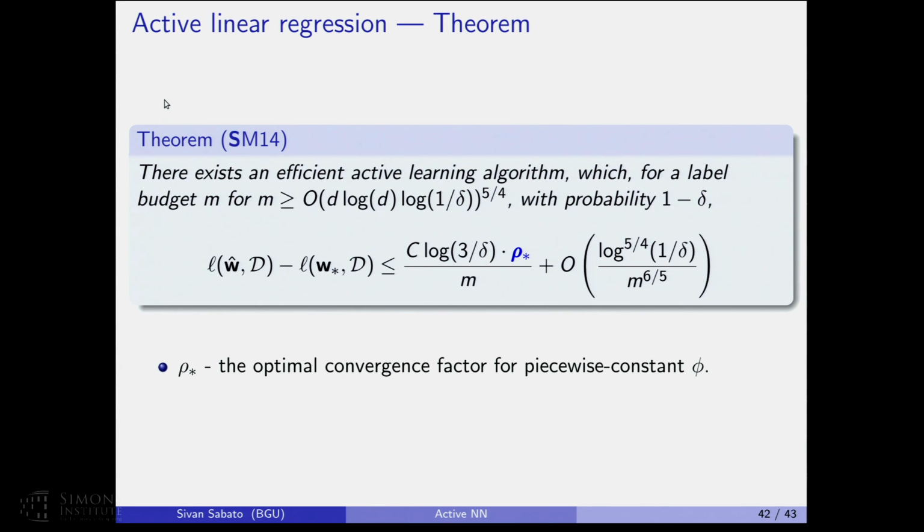Any questions? How do you split the budget between M1, M2, and M3? So the way that it's split is M3 is the largest. When M goes to infinity, M3 will be almost the entire budget, and the other ones are going to be a smaller and smaller fraction of the budget.